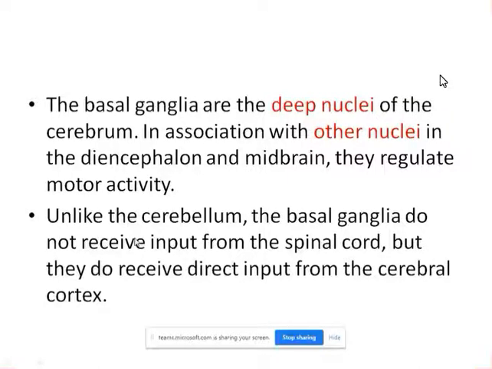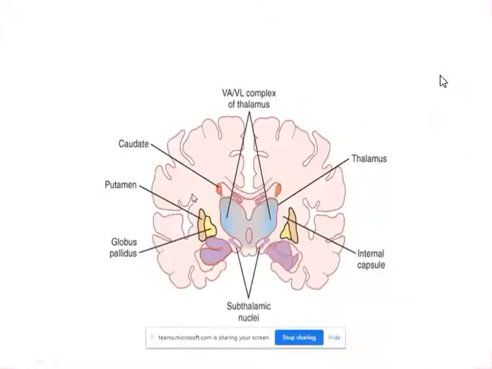If you look here, the caudate nucleus is there, and putamen is there, globus pallidus is there, and this is the thalamus, and the subthalamic nuclei are also there. Now in the midbrain there is the substantia nigra. It is divided into pars reticulata and pars compacta.